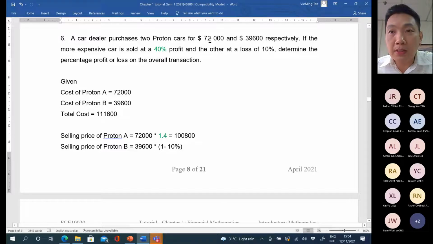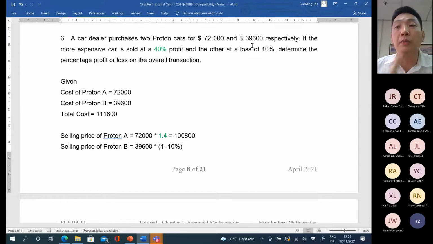Proton A, right? More expensive. According to this question, the more expensive car can get a profit of 40%, and the cheaper car will make a loss of 10%. So this is the cheaper car, Proton B. Proton B is going to make a loss of 10%. That means the selling price later on will be 10% lesser than 39,600 for Proton B. That's the meaning. Now you're asked to calculate the profit or loss of the overall transaction.